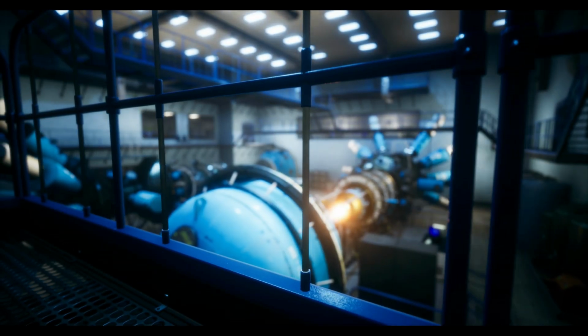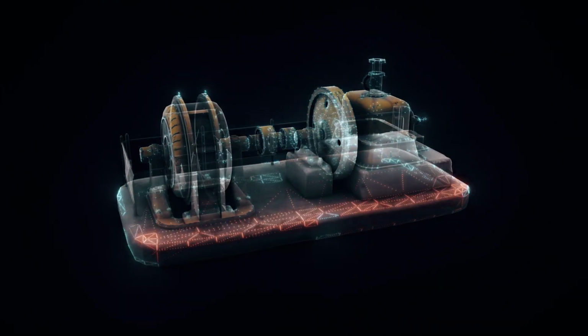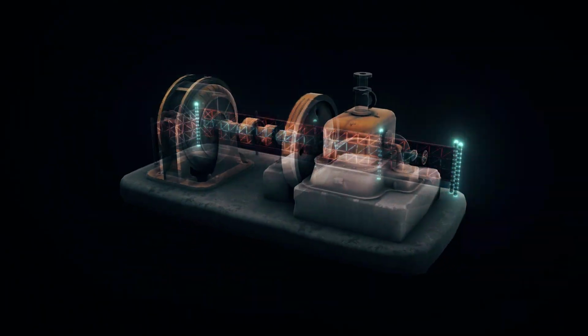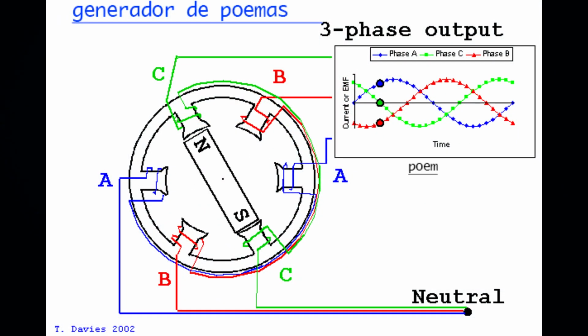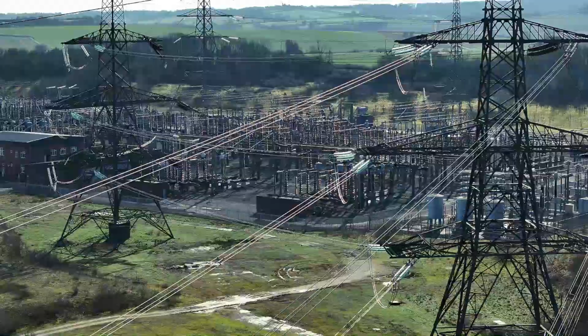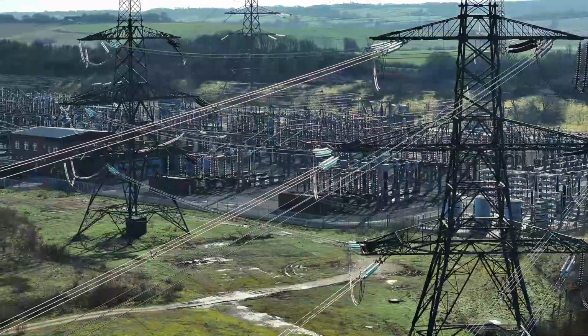Electricity is generated at power plants using massive turbines connected to generators. Now, inside these generators, coils of wire move through magnetic fields, which produces electricity. This setup creates three separate voltage waveforms, and this is called three-phase power. Now, this three-phase power is sent out through high voltage transmission lines, often hundreds of thousands of volts.